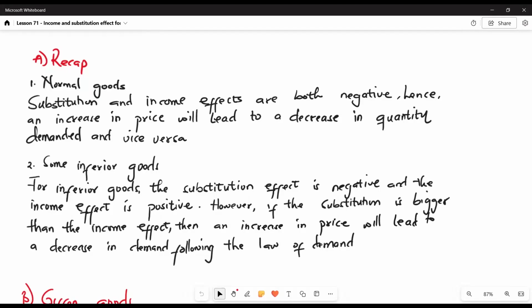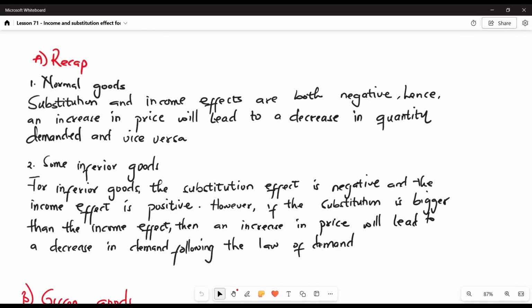We saw in our previous lessons that substitution and income effects are both negative for normal goods. Hence, an increase in the price will lead to a decrease in quantity demanded and vice versa. Then, for inferior goods, the substitution effect is negative and the income effect is positive. However, if the substitution effect is bigger than the income effect, then an increase in the price will lead to a decrease in the quantity demanded, following the law of demand.